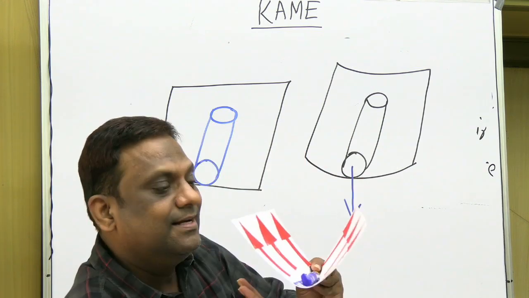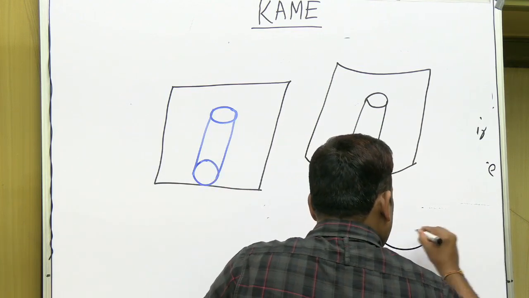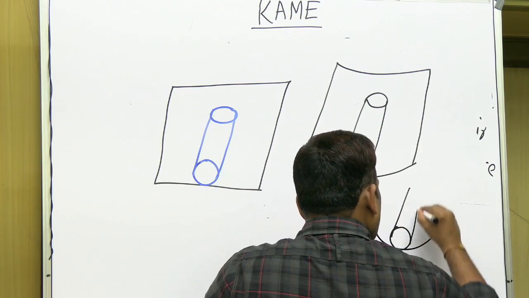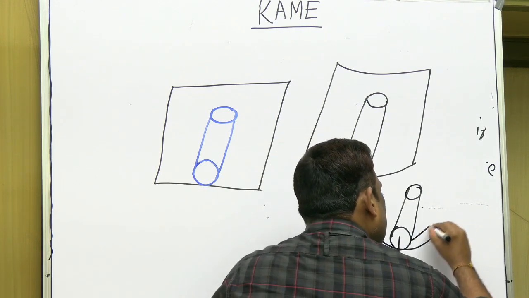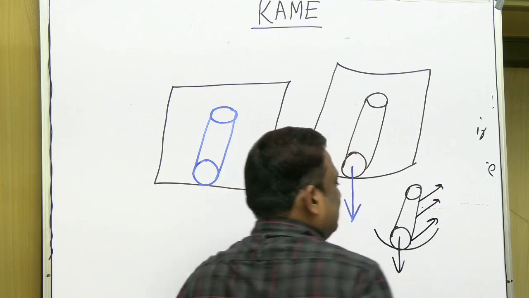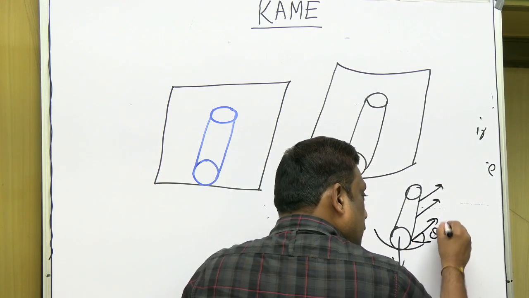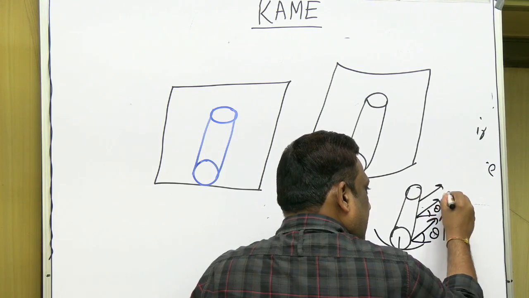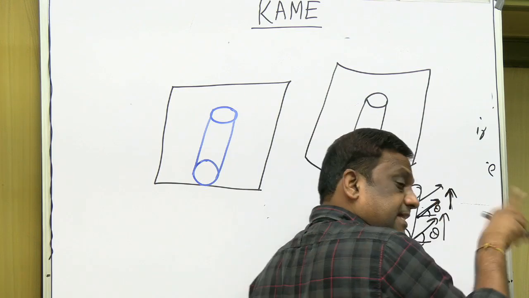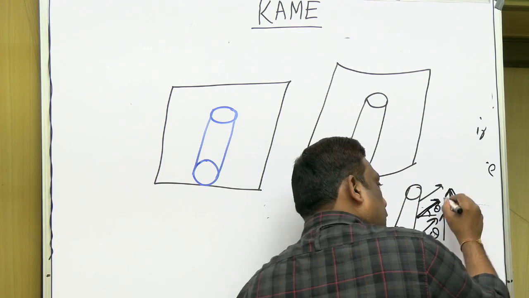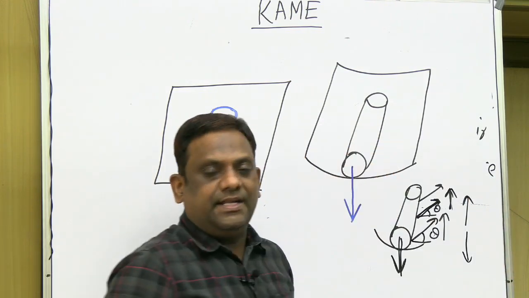Iska matlab kya hai? So now if you understand thoroughly, the weight is down and forces are coming like this, means the vertical component of this force is in upward direction, and that upward force, the vertical component of this force, we'll see what that force is, is supporting this. Matlab downward upward balance hai, that's why it is in equilibrium.